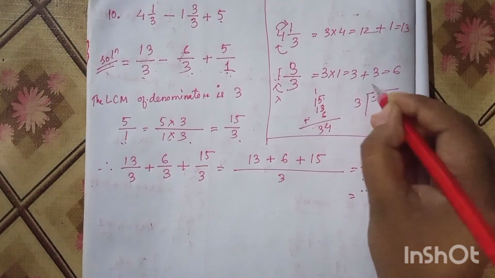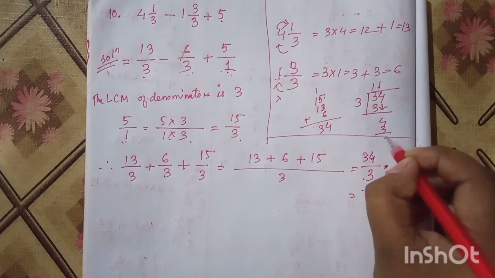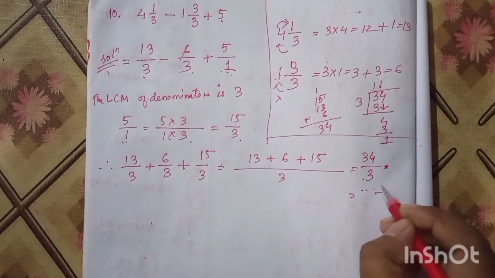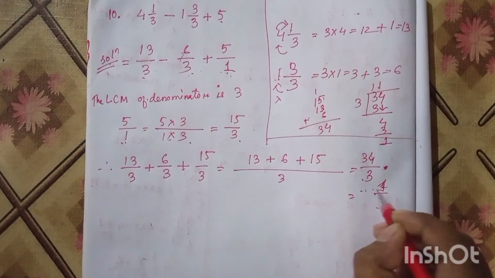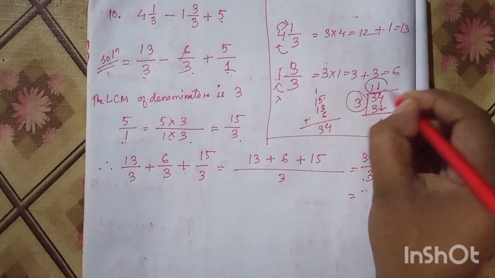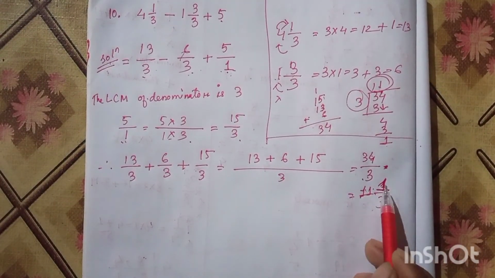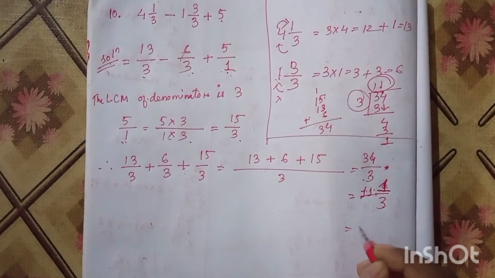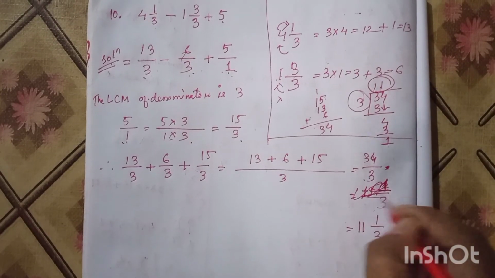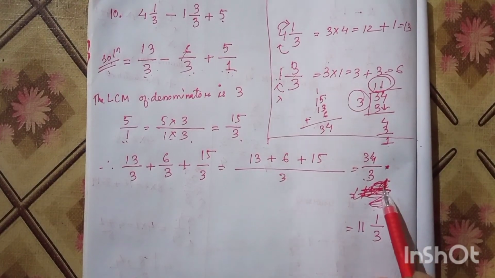So let us divide it. 34 divided by 3. 3 ones are 3. So 4 came out. 3 1s are 3. So the remainder is 1. So this remainder becomes the numerator. This denominator 3 will remain 3 and this 11 will come here. Now look, 3 11s are 33 plus 1 is 34. Got it? So the answer is 11 1/3. Write this answer, okay? I messed it up.